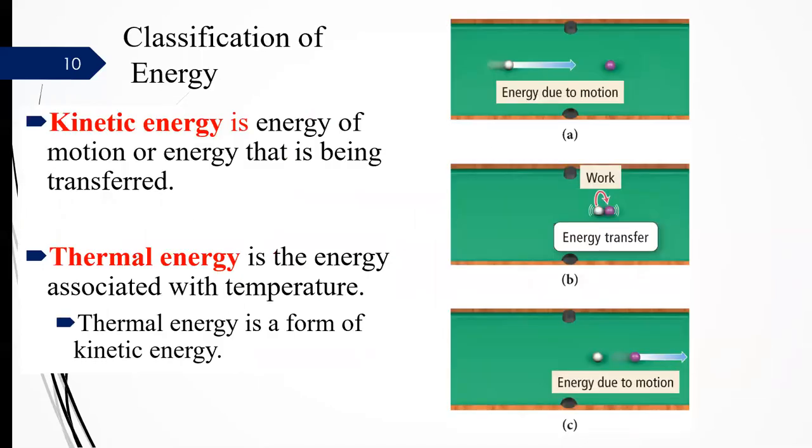And so we're going to further classify that. So our energy can be spread into some smaller categories. We have kinetic energy, which we've been talking about just this morning, is the energy of motion or energy that is being transferred. Whereas thermal energy is associated with our temperature. So thermal energy is a form of kinetic energy because kinetic energy is measured by our temperature.